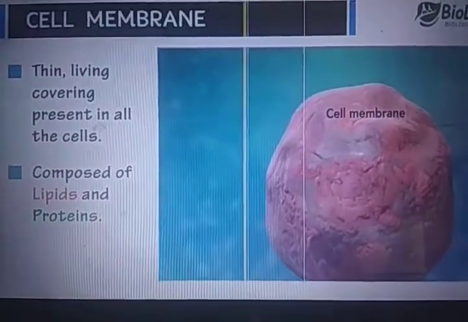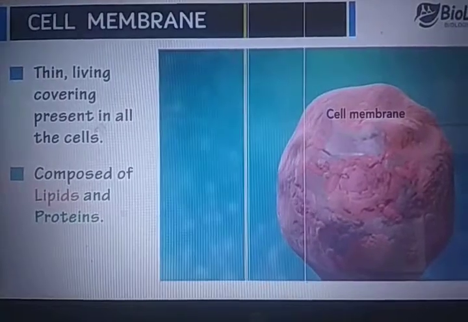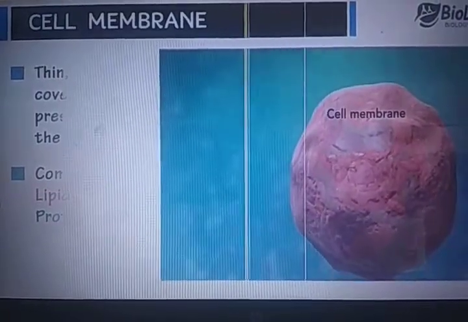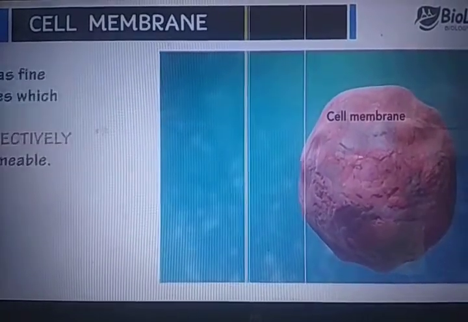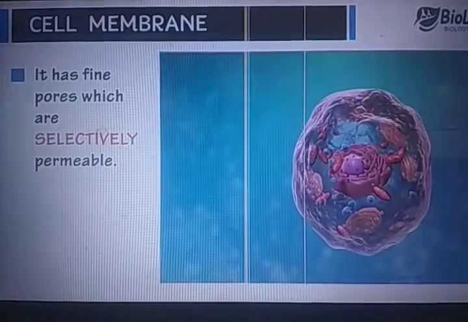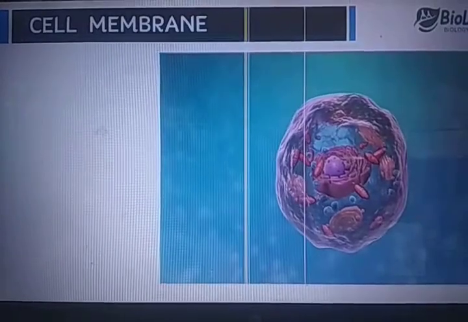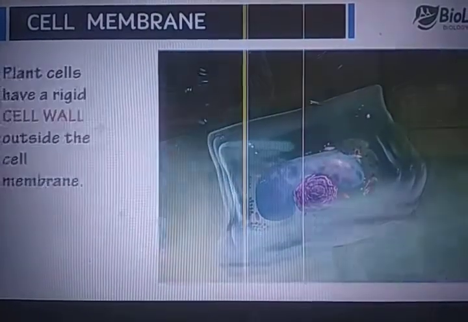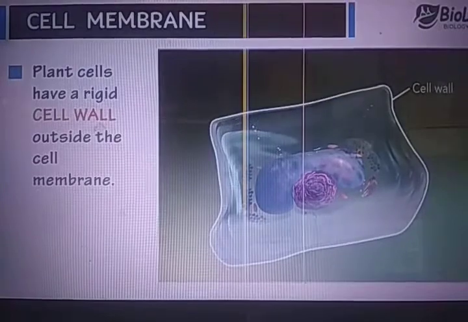You can see here the cell in the video. The membrane of the cell is made up of lipids and protein. It has fine pores which are selectively permeable. That means it has very small holes which water and air can pass through.